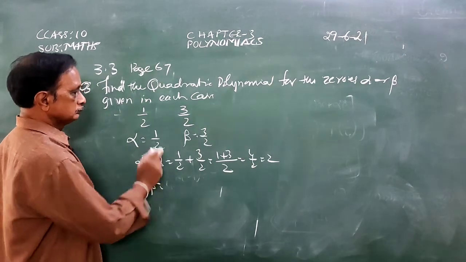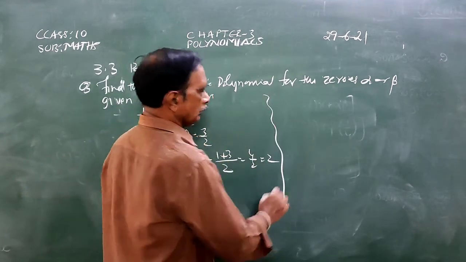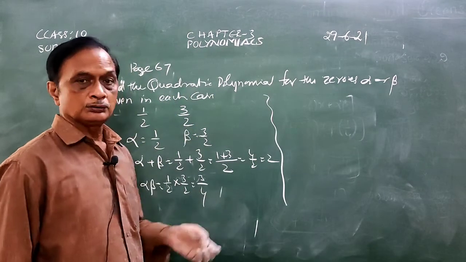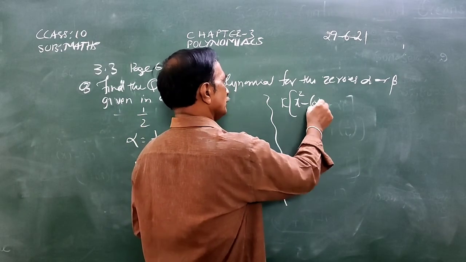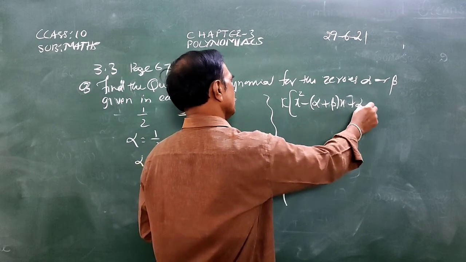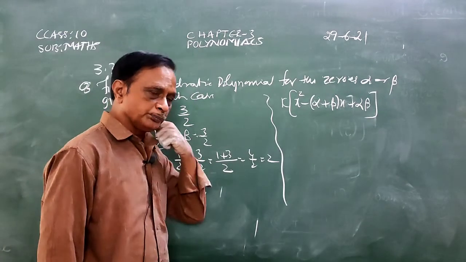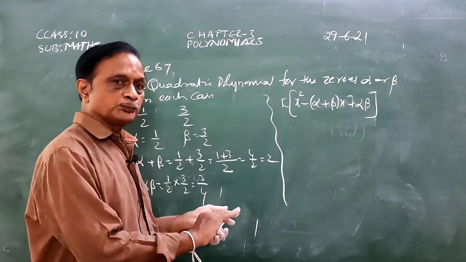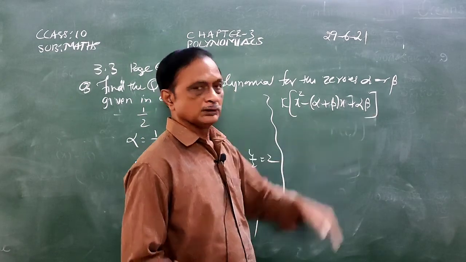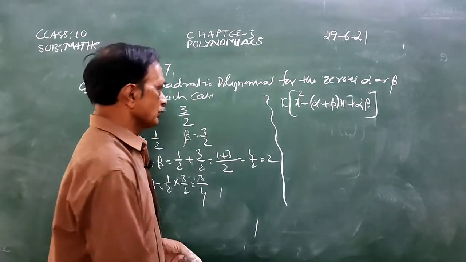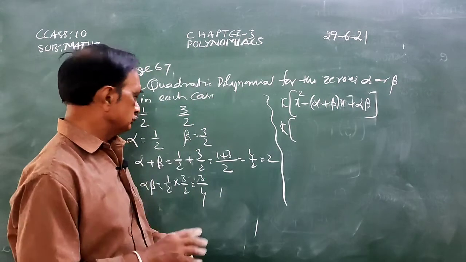Alpha into beta, 1 by 2 into 3 by 2, gives what? 3 by 4. So, as alpha and beta are the zeros, what is the required quadratic polynomial? The quadratic polynomial should be in the form of k into x square minus half alpha plus beta into x plus alpha beta. Actually, ax square plus bx plus c is the required quadratic polynomial. But as you have assumed alpha and beta are the zeros of the quadratic polynomial, that polynomial should be in the form of k into x square minus half alpha plus beta into x plus alpha beta, which you have learned in the previous video.